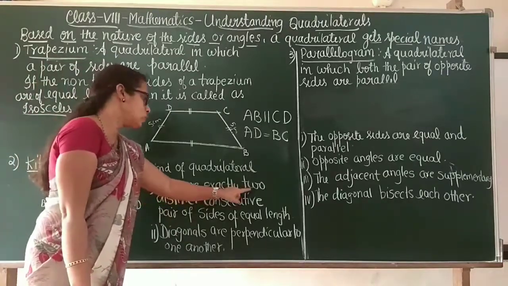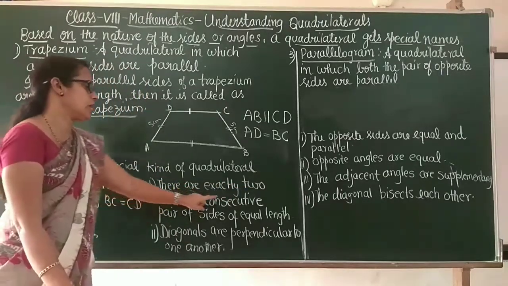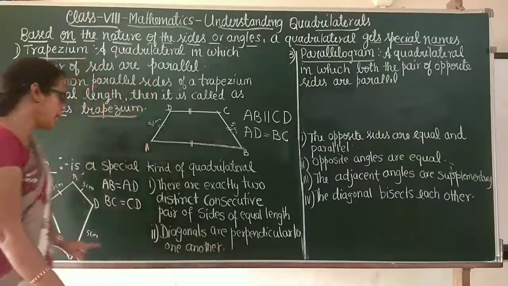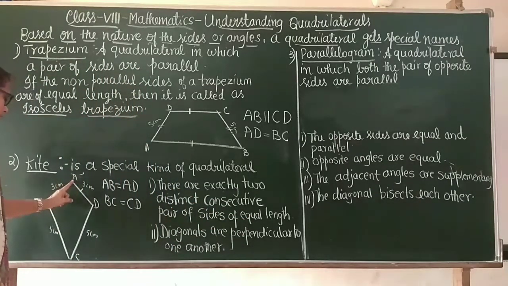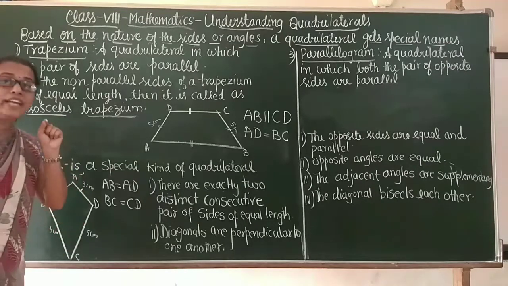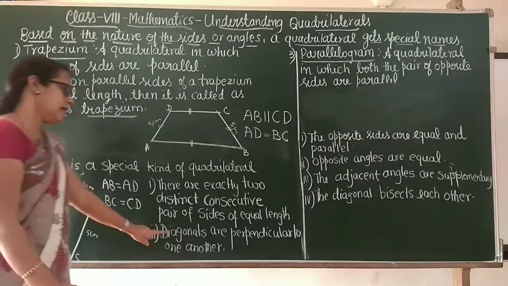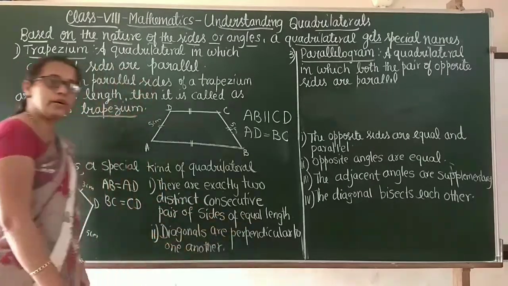There are exactly two distinct consecutive pairs of sides of equal length. So that means two distinct pairs have equal length. Is it okay? The second property: diagonals are perpendicular to each other.